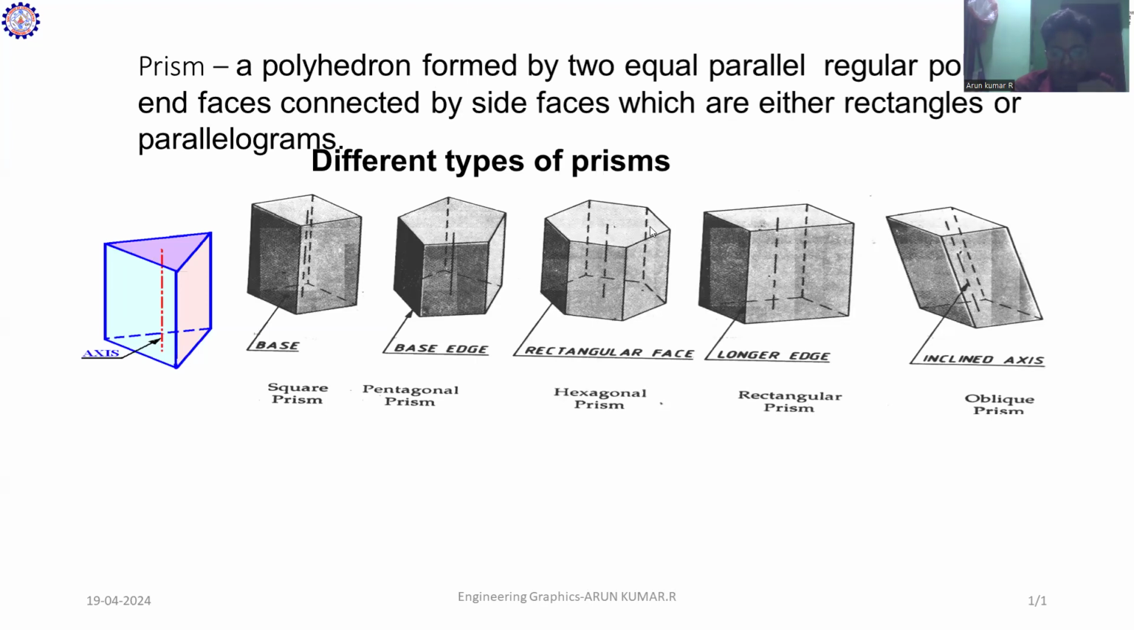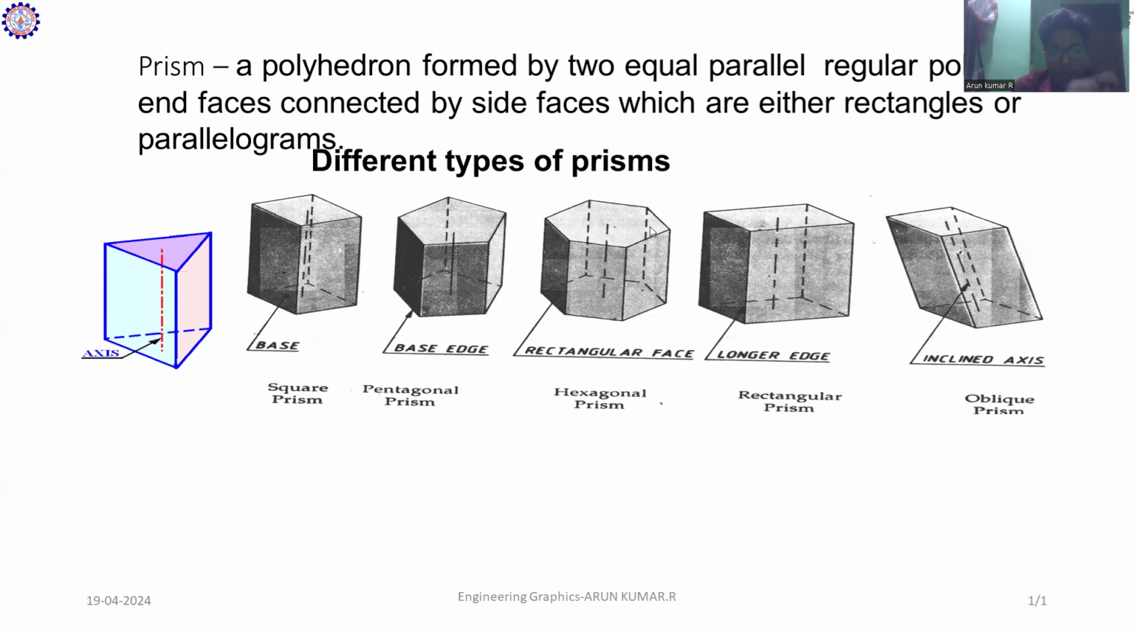As I told you, you can take a triangular prism as an example. The triangle will be there on two sides, and they are equal, parallel regular polygons. Here we have equal, parallel regular triangles, and that is why the name is suitable.